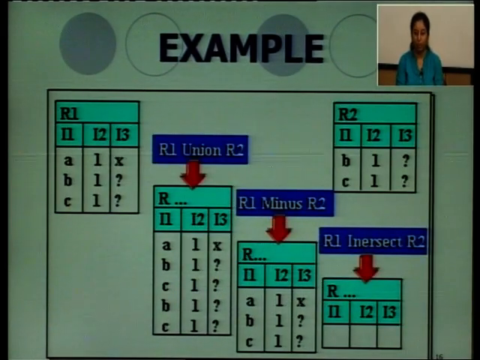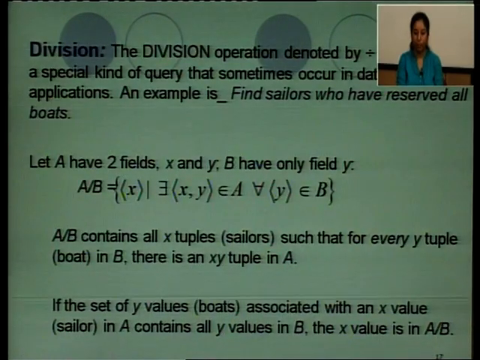Now you can see the example. Now the division operation. The division operation, denoted by this symbol, is useful for a special kind of query that sometimes occurs in a database application. An example is: find sailors who have reserved all the boats. Let A have two fields x and y and B have only a field y, then A divided by B. This formula denotes how the division operation works.